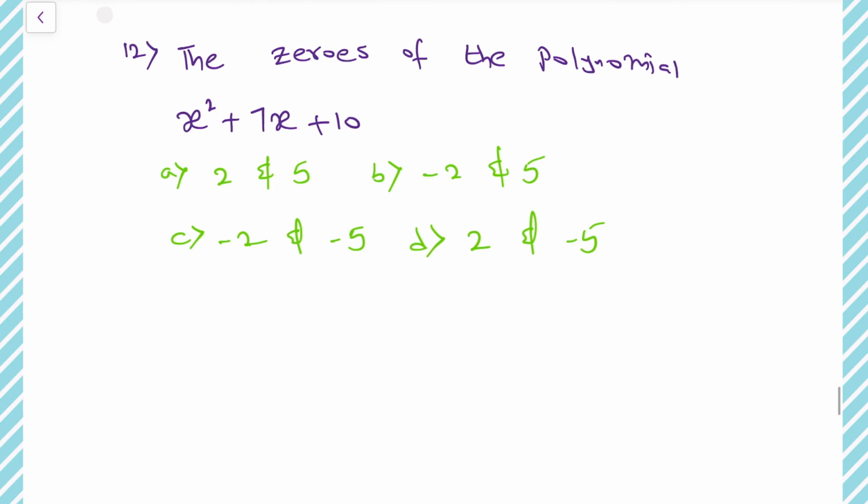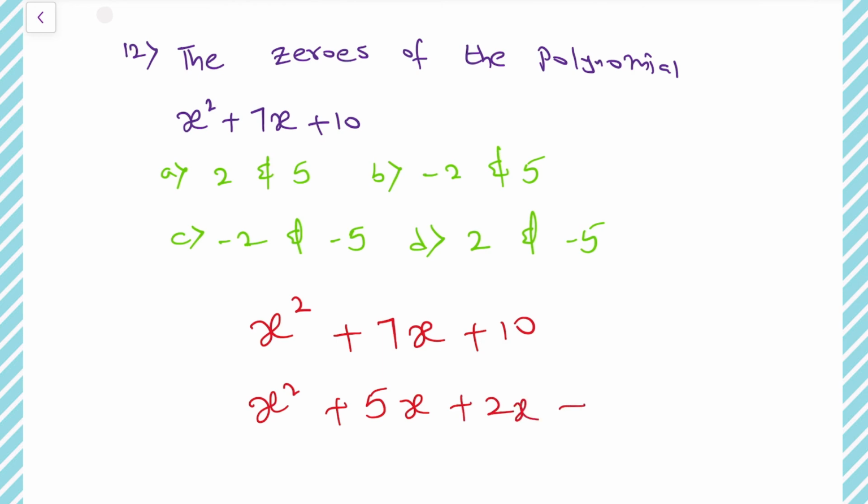The zeros of the polynomial x square plus 7x plus 10. We will solve this by splitting the middle term into two terms. x square plus 7x plus 10: x square, 7x I am writing as 5x plus 2x, plus 10 as usual. Here plus 5 is there, so root will be minus 5. Here plus 2 is there, so root will be minus 2. So minus 5, minus 2 is the answer, that is option C.